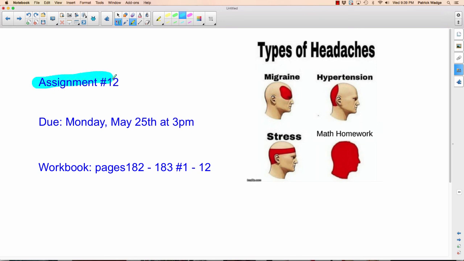So we're up to assignment 12. It's due on Monday, May 25th at 3 p.m. And here's the assignment. It's in your workbook. It's pages 182 to 183. You're going to do numbers 1 to 12. It's finding the volume of rectangular prisms, of cylinders, and of triangular prisms. So I've done each of the types in this video. Hopefully that'll help you to get that done.